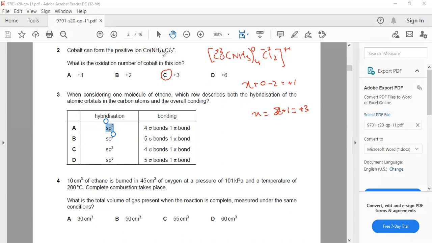Usually this type of complex you study in detail in A2. So it looks a little complex to you, but in A2 we have it in detail in transition elements. Okay, for the third question.